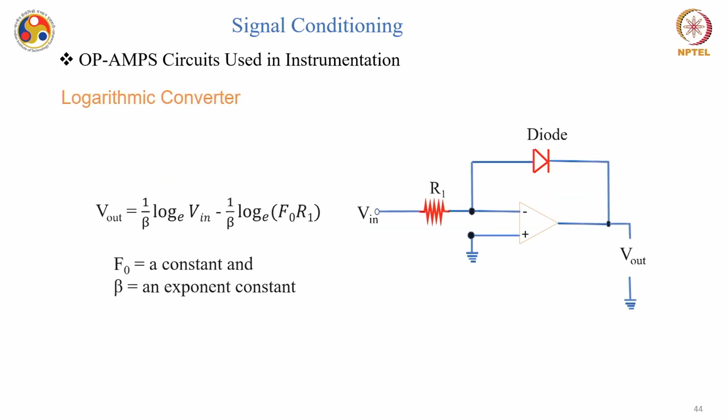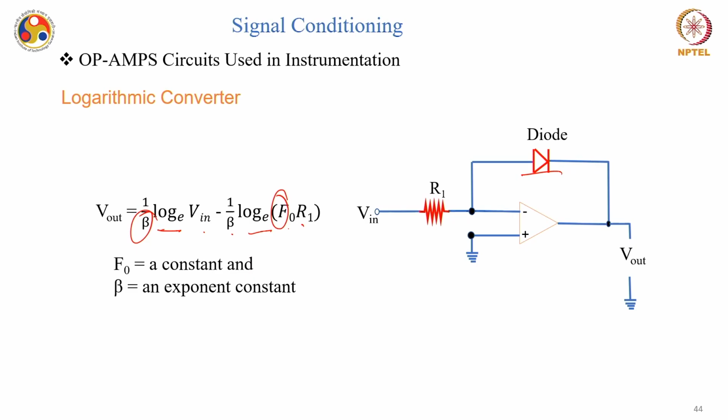You can also use it for logarithmic converters, and this is one example. By using a diode in the feedback, you can use it as a logarithmic converter, and in this case V out will be equal to 1 by beta, where beta is an exponent constant, into natural log of V in, minus 1 by beta log of I naught, which is again a constant, into R1. You can find more detail in your textbooks.